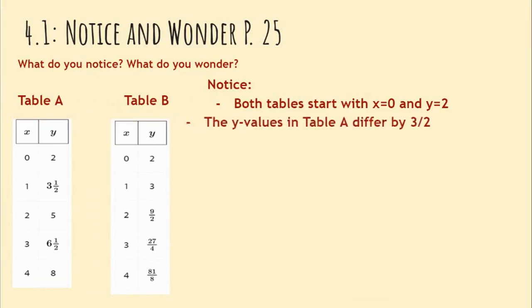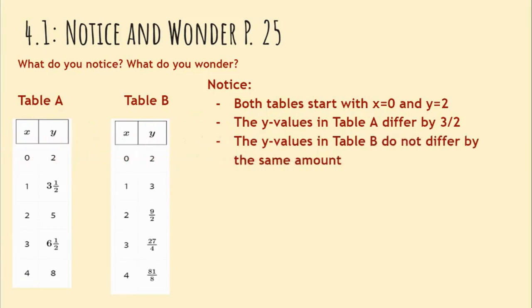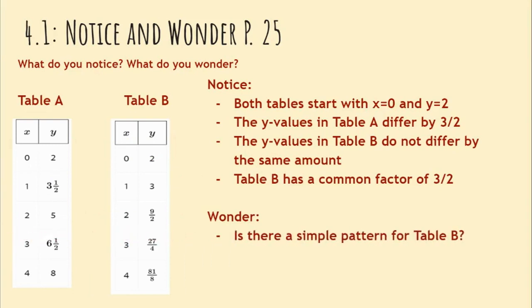You may have noticed that y values in table A differ by 3 over 2, but the y values in table B do not differ by a constant amount. You could have seen that table B has a common factor of 3 halves, so we're multiplying 2 by 3 halves to get to 3, multiplying by 3 halves to get to 9 over 2, and so on and so forth. Some things you may have wondered is there a simple pattern for table B?